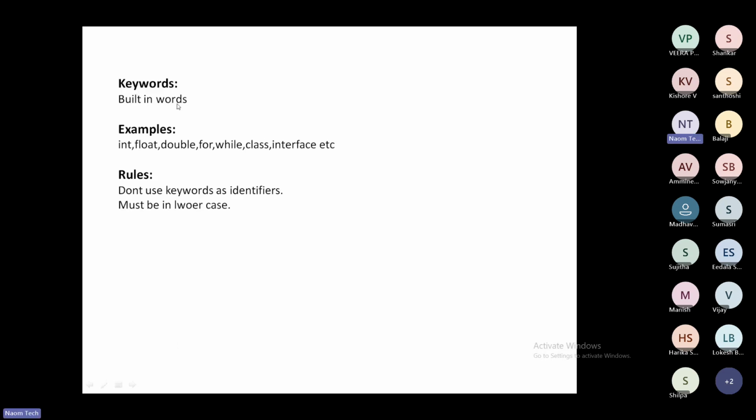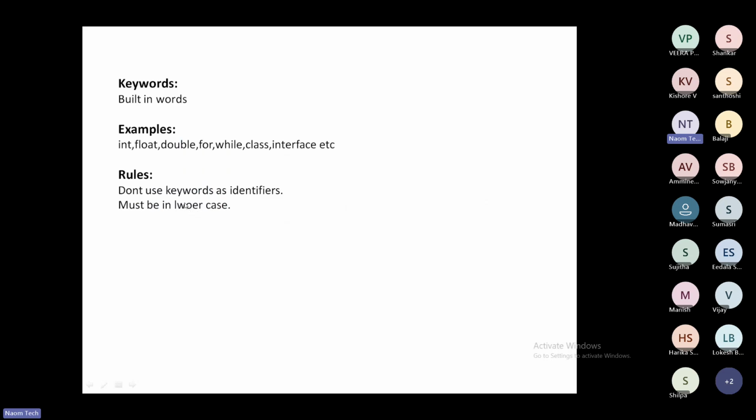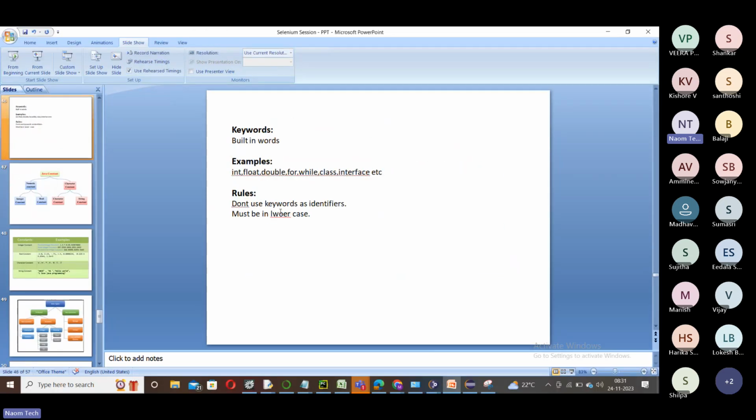Keywords. Keywords means built-in words, and we have int, float, double, and almost all of these. I think there are around 50 or so. I'm not exactly sure about the number. You can check it on Google. And you know the rules of keywords, right? Never ever use keywords as identifiers. And always there has to be lowercase. Friends, I think there is a typo. Let me just fix it. Keywords must be in lowercase. Okay, friends.